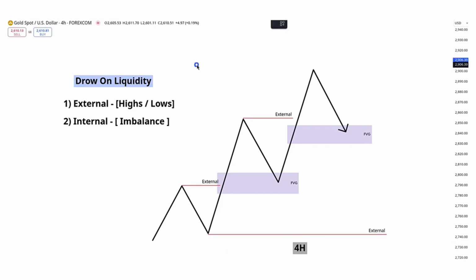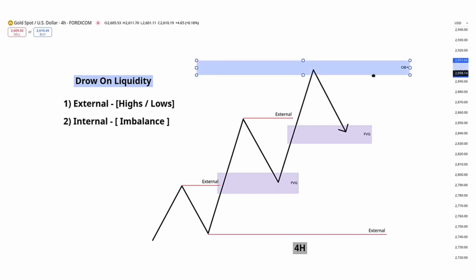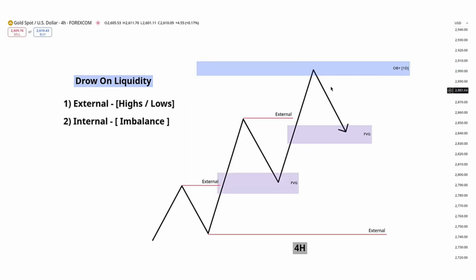Let's show another scenario. If this is a 4-hour chart, and let's say there's a 1-day order block here, we'll mark it as an order block in this section. So we can see there's a higher time frame point of interest. Let's call it a 1-day order block. We noticed the market tapped it. Since the market has already filled the liquidity of this 1-day order block, what will be the next draw on liquidity? We think it could be this low or that low.